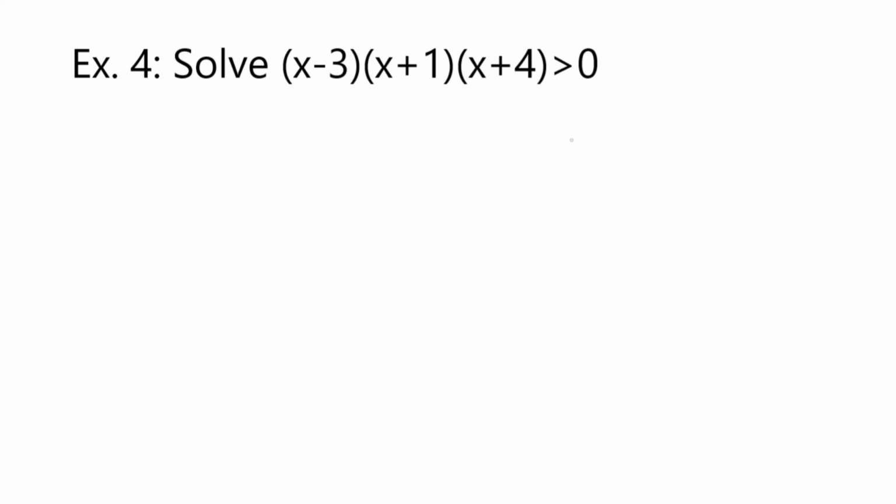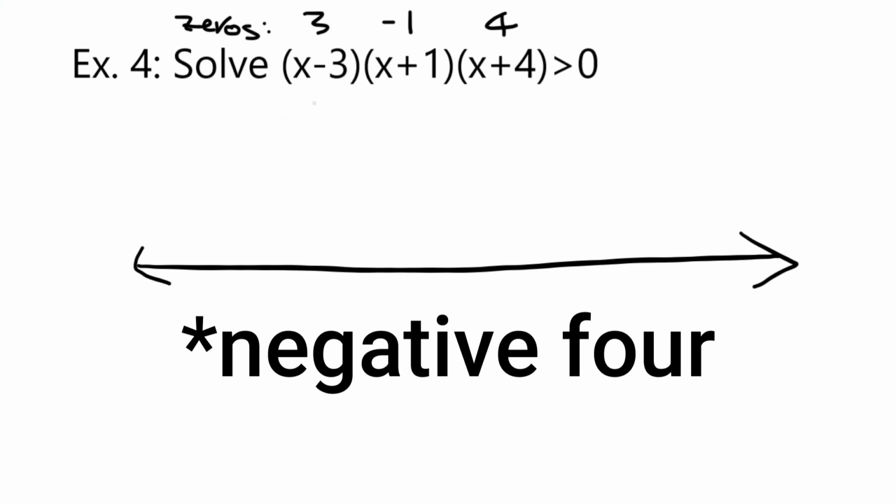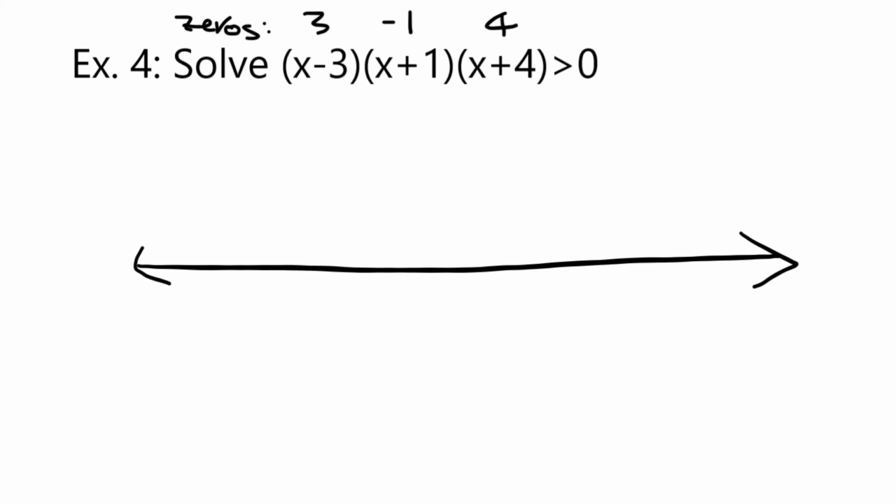Now, it says to create a sign chart. I think it's a little bit stupid to start with a sign chart without properly visualizing this. So let's get another number line out. The first thing we should establish is what are the zeros, right? The zeros of these numbers here are 3, -1, and 4, because remember we set this equal to 0. X minus 3 equals 0 means x equals 3, and so on.